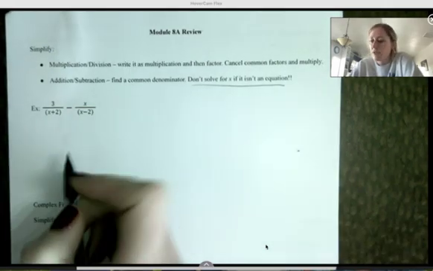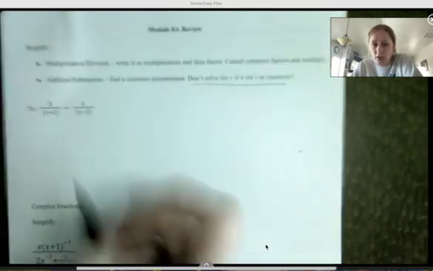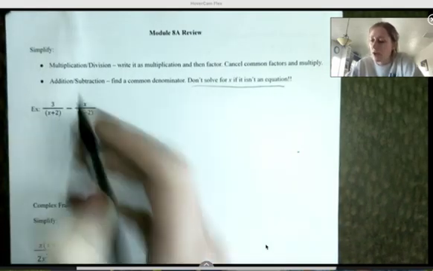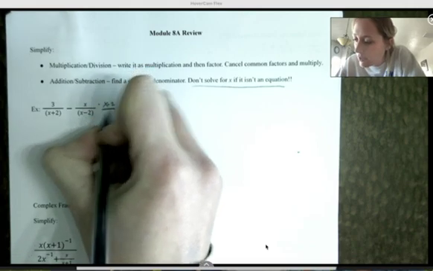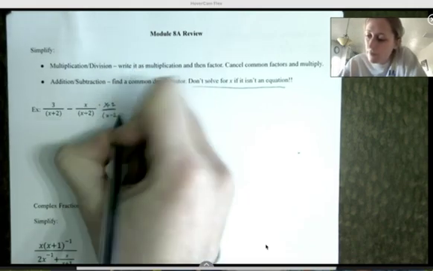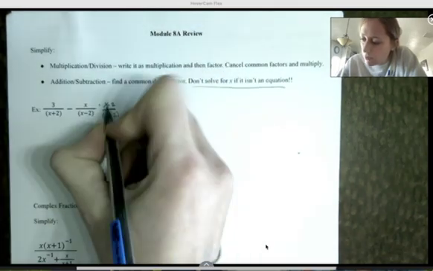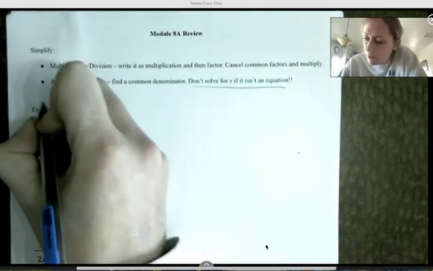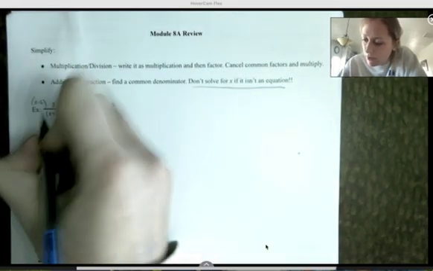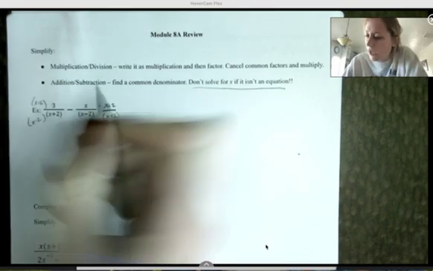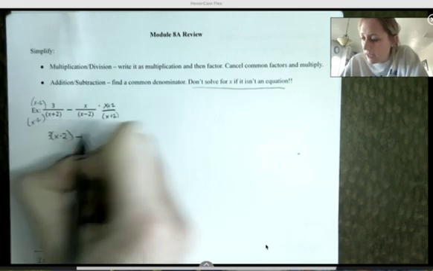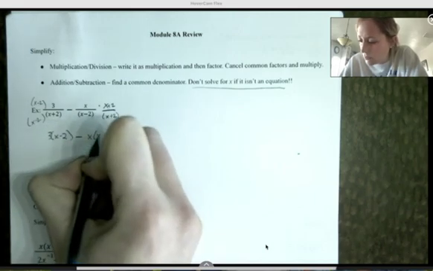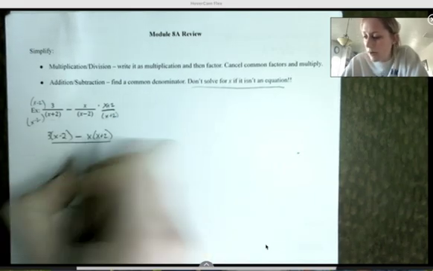Okay, so let's do an example here. This is subtraction. I need a common denominator. So I'm going to multiply by my common denominator. Sorry, this one should be plus 2. And this one we're doing x minus 2. Okay, so I've got 3 times x minus 2 minus x times x plus 2 over my common denominator.